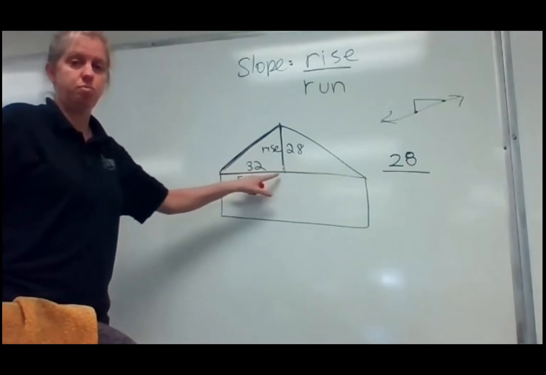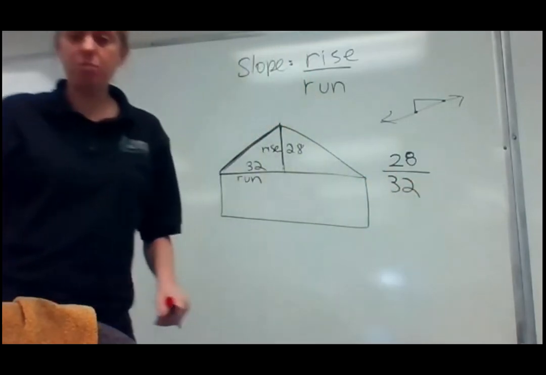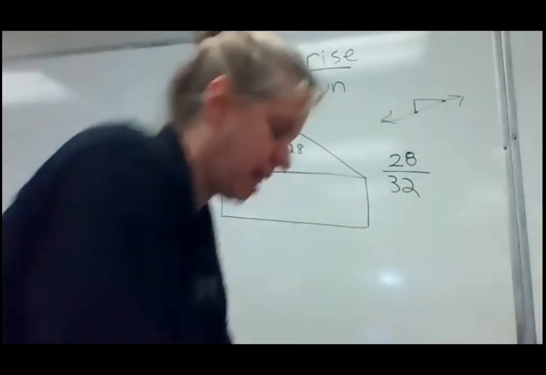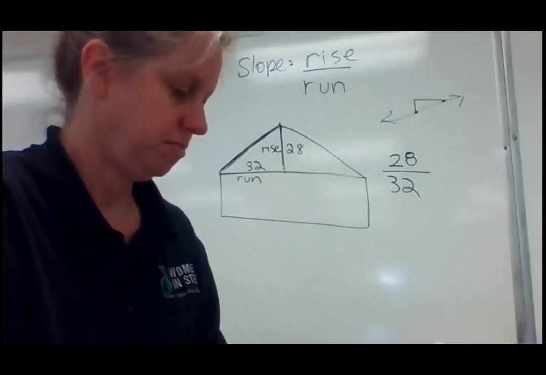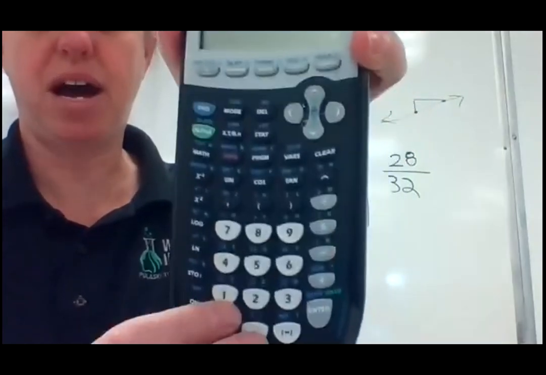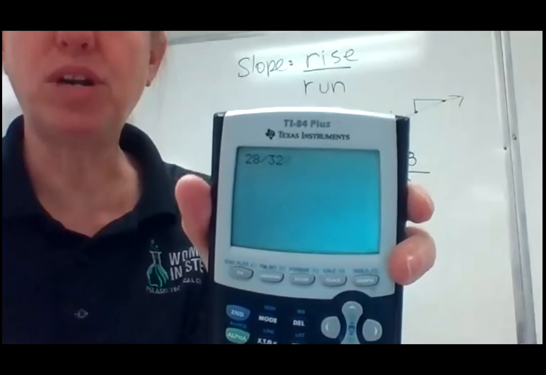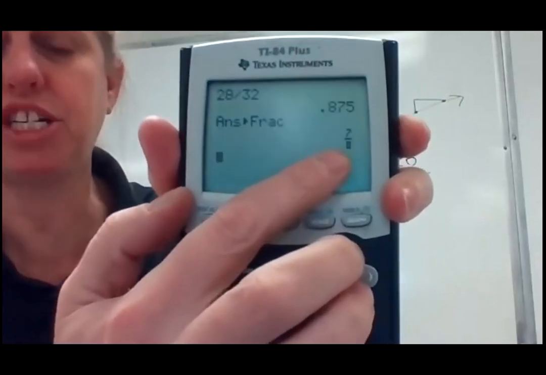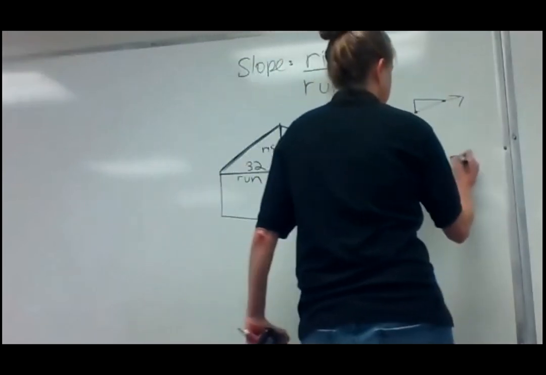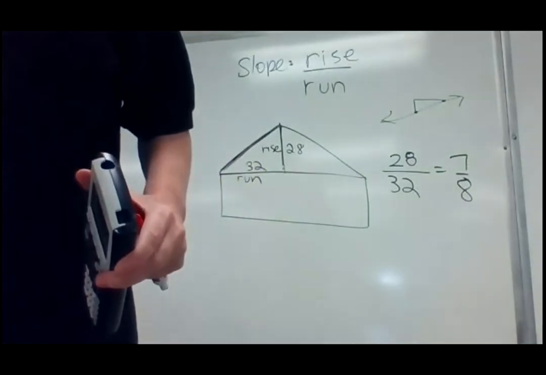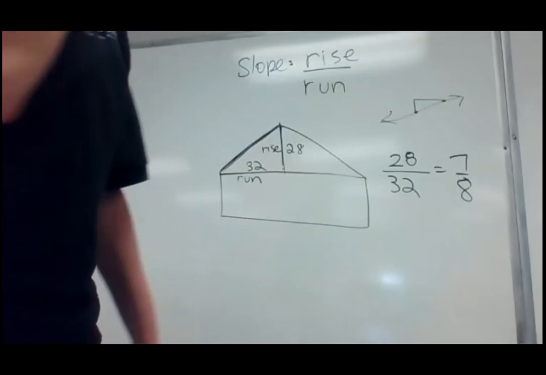My run would be this distance, which is 32, but then you have to be careful because it says type an integer or a simplified fraction. So remember how to do that in your calculator. If you're not sure if that is simplified, just type it in your calculator. 28 divided by 32. Now remember, when you hit enter, it's going to give you a decimal. So we just enter that to get the simplified fraction. So it does reduce to 7/8. Okay?